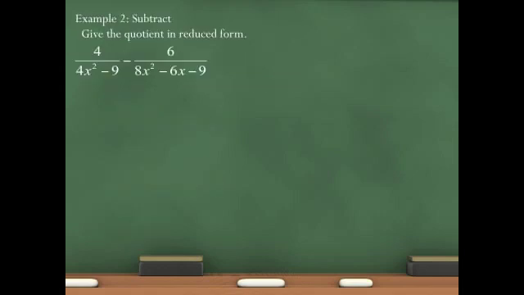To subtract two rational expressions, start by changing the subtraction to addition. In example 2, we will subtract 6 over 8x squared minus 6x minus 9 from 4 over 4x squared minus 9. Change the subtraction to addition. The minus sign gets carried up to the 6 in the second numerator.